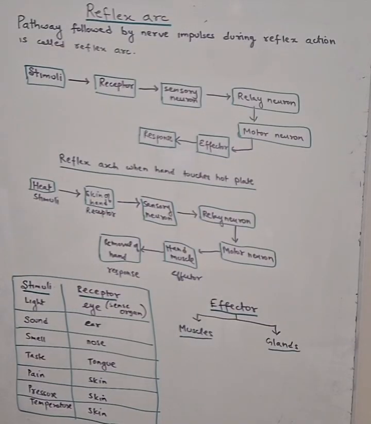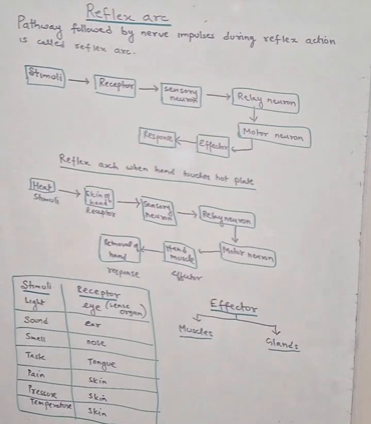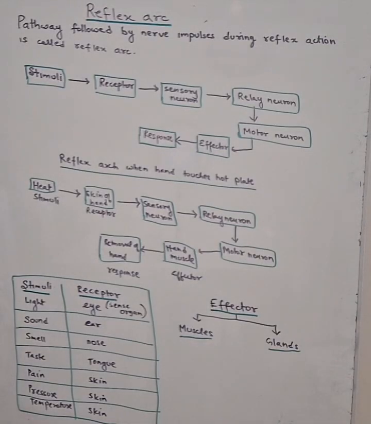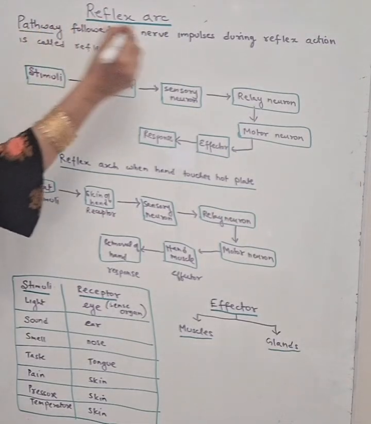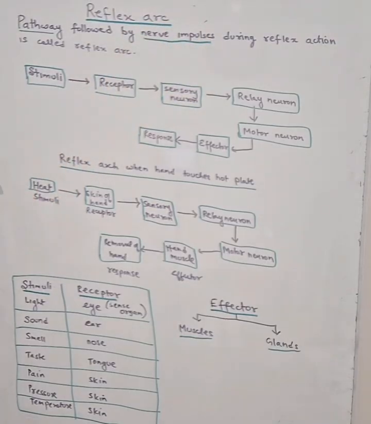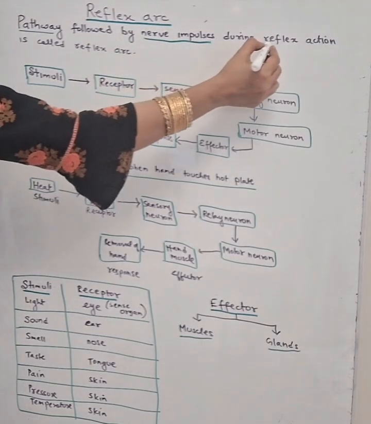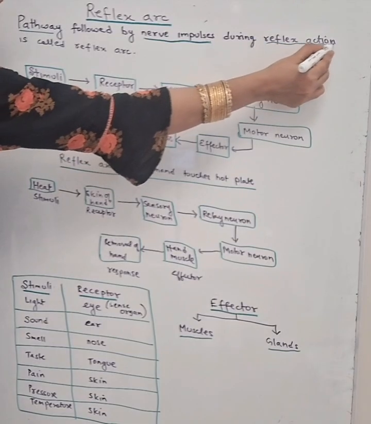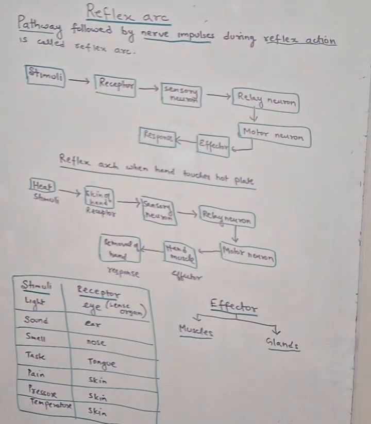Today we are going to understand a very important topic of the nervous system, that is the reflex arc. Now, you understand what is a reflex arc? Reflex arc is the pathway of nerve impulses. It is the pathway followed by nerve impulses during reflex action.